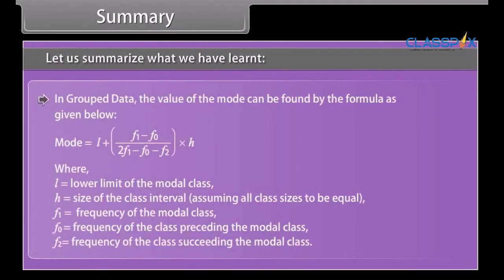In grouped data, the value of the mode can be found by the formula as given: L plus (f1 minus f0) divided by (2f1 minus f0 minus f2) multiplied by h, where L is equal to the lower limit of the modal class, h equals size of the class interval assuming all class sizes to be equal, f1 equals frequency of the modal class, f0 equals frequency of the class preceding the modal class, f2 equals frequency of the class succeeding the modal class.